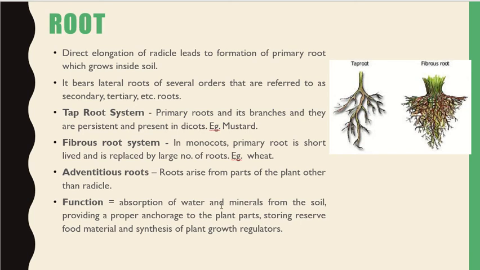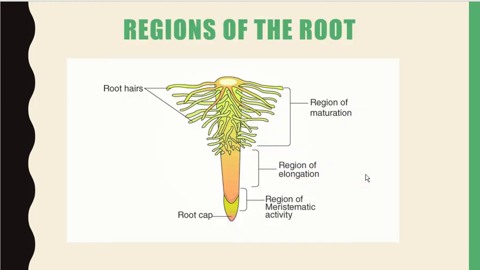So the main functions of roots are absorption of water and minerals from the soil, providing proper anchorage to the plant parts, storing reserve food material and synthesis of plant growth regulators. Now there are three regions of roots: region of meristematic activity, region of elongation and region of maturation.